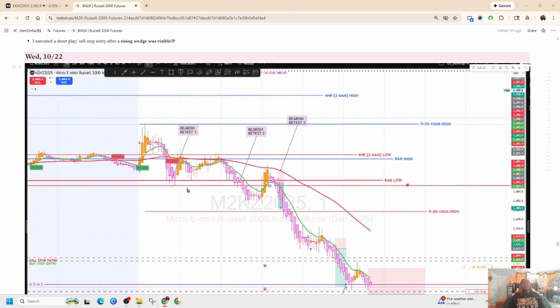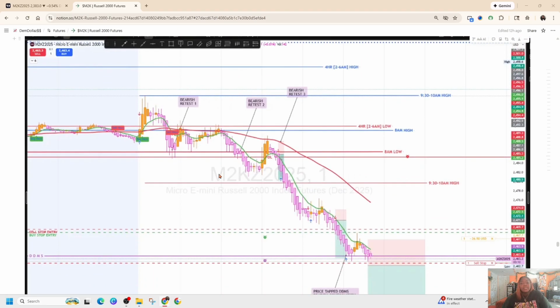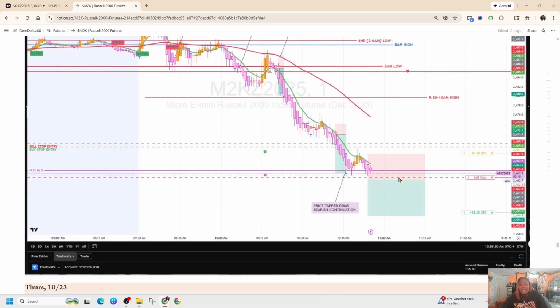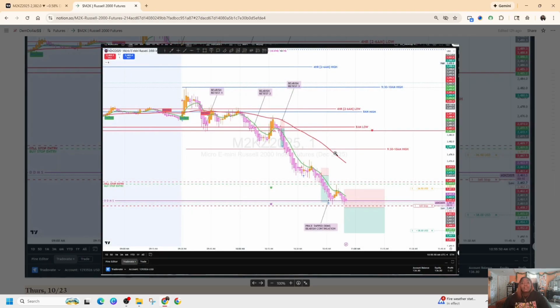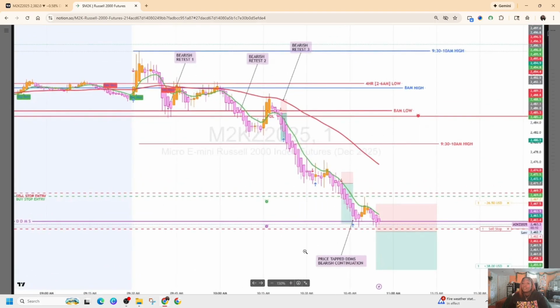Where's my other screen? Hold on. Where's my other screenshot for this day? Because for this trade right here, I traded outside of my rules.